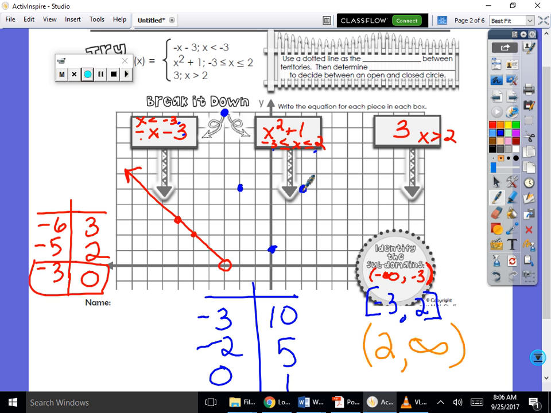Boom. Why did I put a solid dot at 2, 5? Because it's included. It's less than or equal to. Make my little curve because I know it's quadratic. Done. That graph is done. Okay, so this graph confuses a lot of students. Who can explain that to me? Y equals 3.